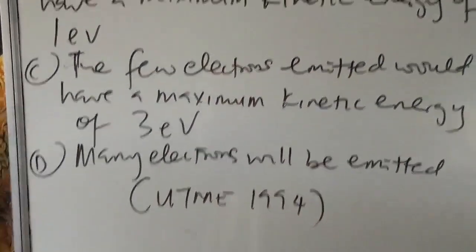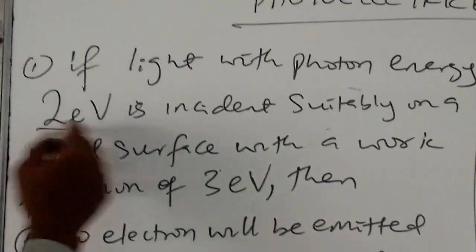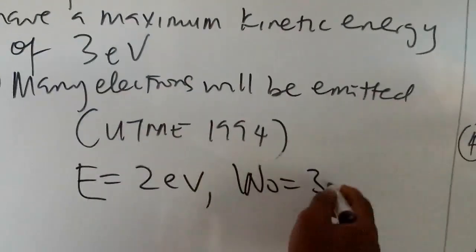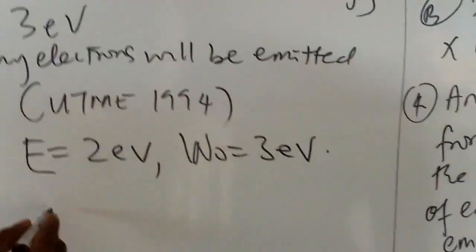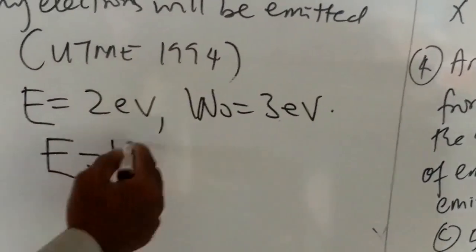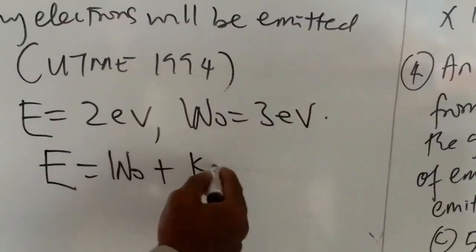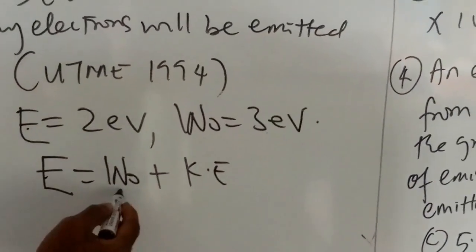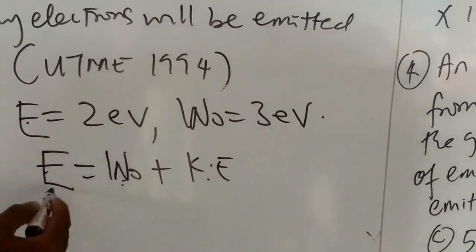So let's go to the question. Let's look at what we need. They give us the photon energy. The energy of the photon, written as E, is 2 electron volts. They gave us the work function. The work function is 3 electron volts. And you know that the energy of the photon or the light that falls on the metal is given by the work function plus the kinetic energy. That means the energy of the photon should be higher than the work function. So the sum of these two will give us the energy of the photon.